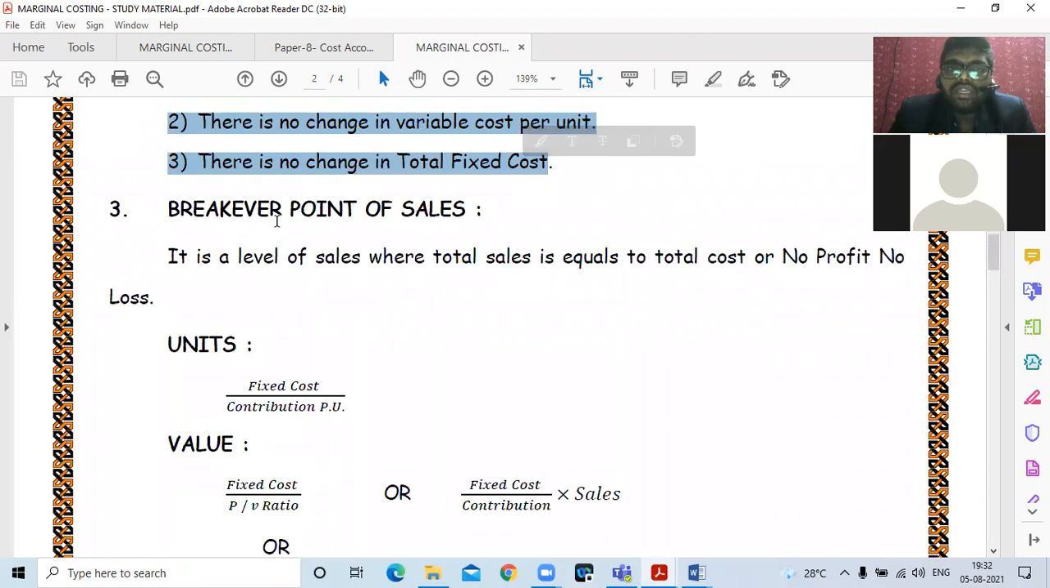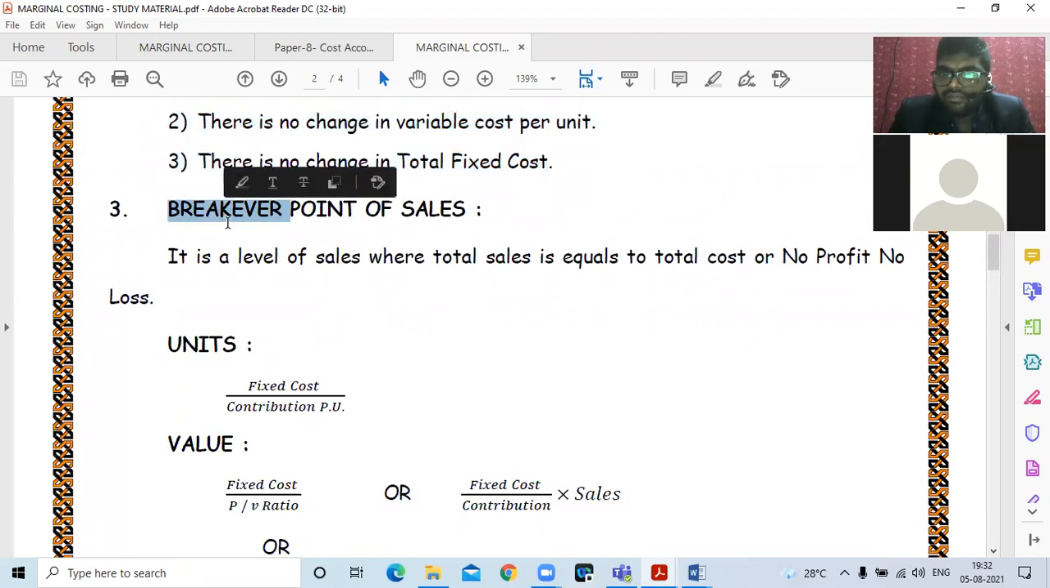Third one is your break even point of sales. So what do you understand by the term break even? Break even means it is a situation where you have no profit, no loss. Where you have no profit, no loss.